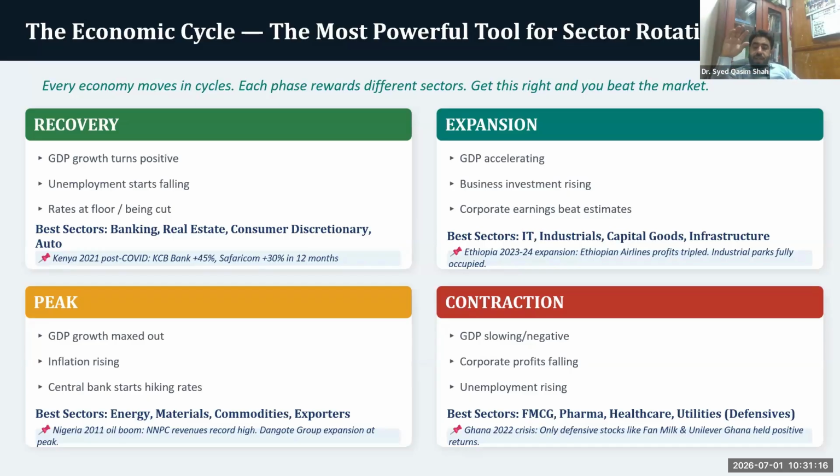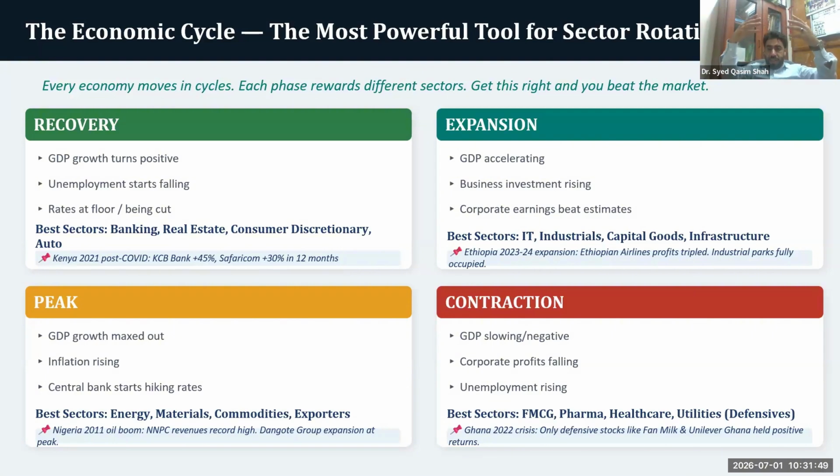Once you know that your economy is in an expansion cycle, what are the best sectors in that case? IT industry and industrial sectors, capital goods, long-term goods, infrastructure. These are the sectors where you need to move your money. I mean, the firms in the IT industry, you have to pick the stocks of the IT industry.